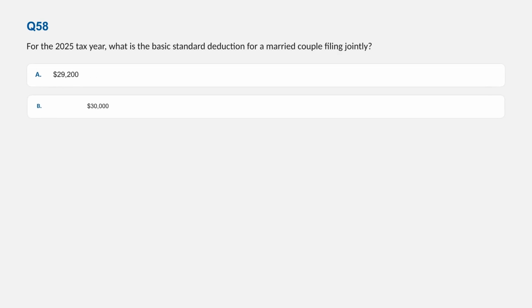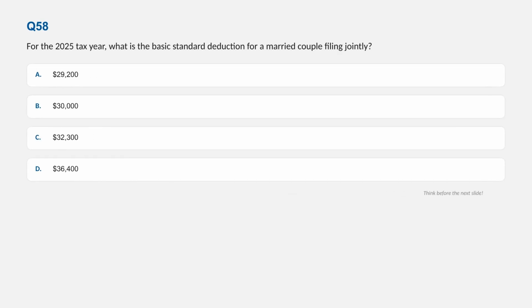Question 58. For the 2025 tax year, what is the basic standard deduction for a married couple filing jointly? A. $29,200, B. $30,000, C. $32,300, D. $36,400.